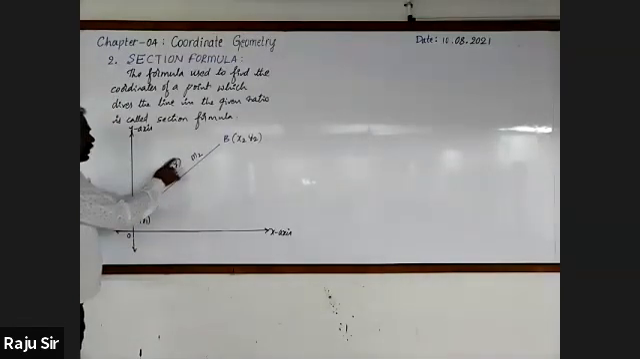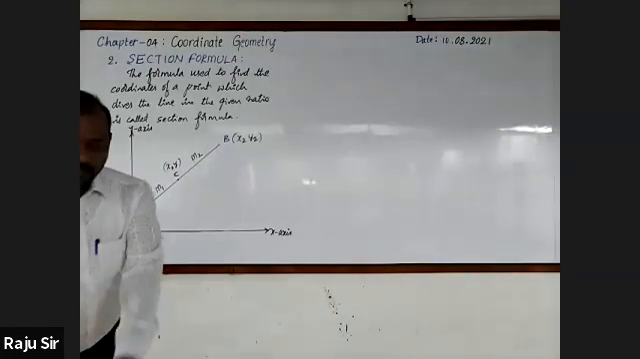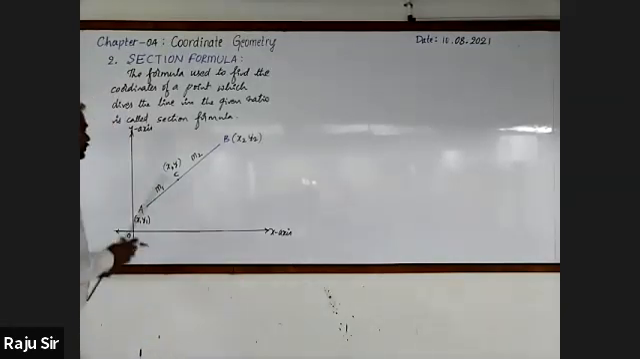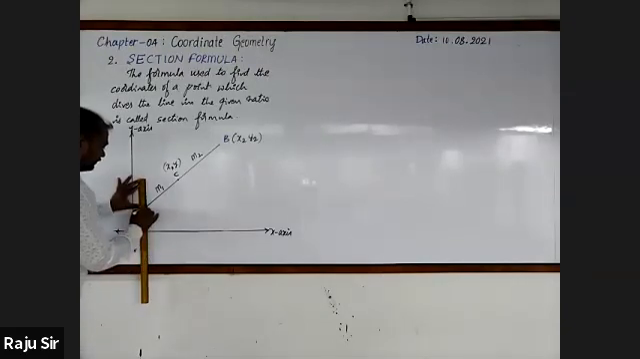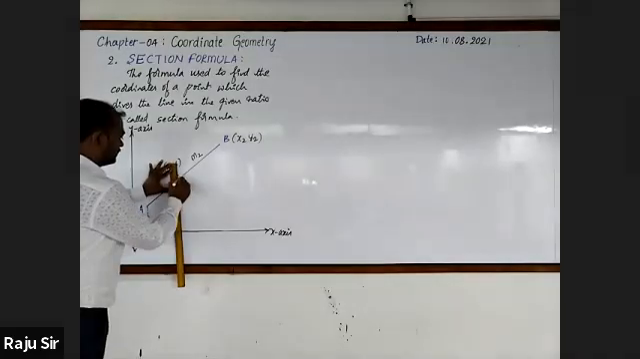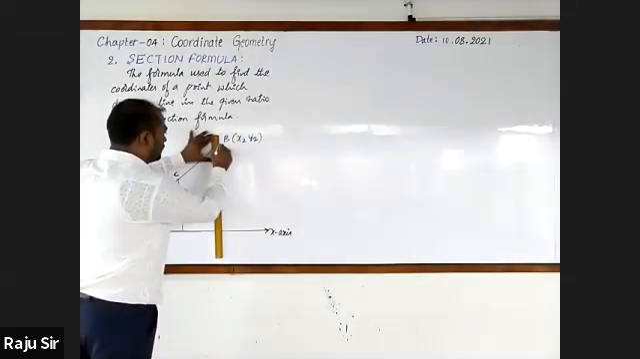We want the coordinates of C, that is x comma y. So to get that, I'll go for drawing the perpendicular line. Just keep observing the board. Here I am drawing the perpendicular line from A, C, even from B.